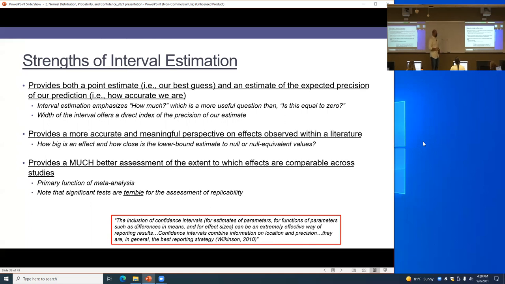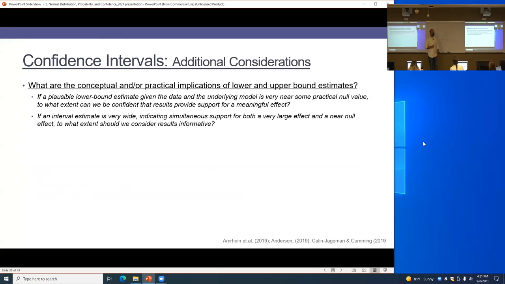So the inclusion of confidence intervals is from Wilkinson. It's an extremely effective way of reporting results. Confidence intervals combine information about location and precision. They are, in general, the best reporting strategy, okay? But you have to think about them a little bit more. It's not just an easy yes, no decision, and it often gives us information that is uncomfortable that we don't like to have out there. But if people know what they're doing and are interpreting correctly, they should appreciate that we're being honest about the precision of our estimates, helping us understand better the types of phenomena we're interested in exploring.